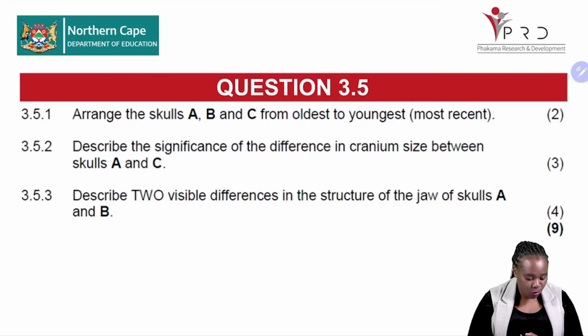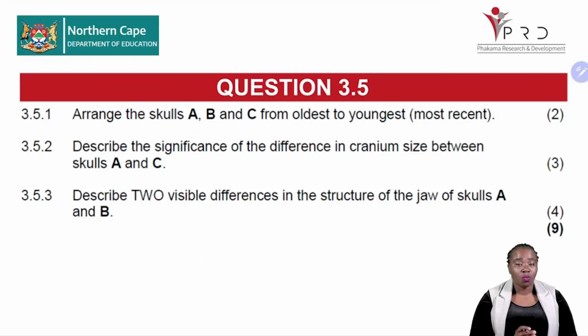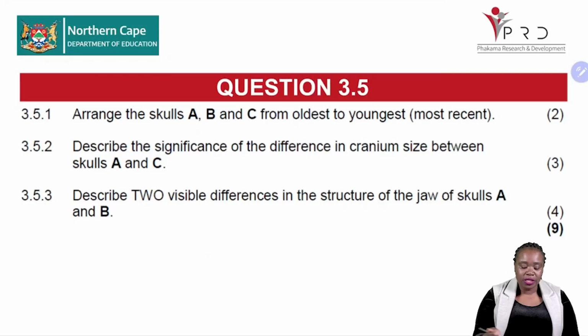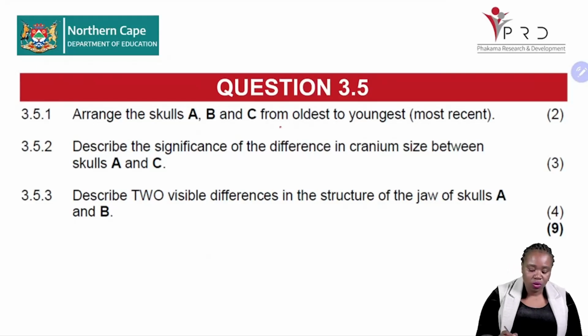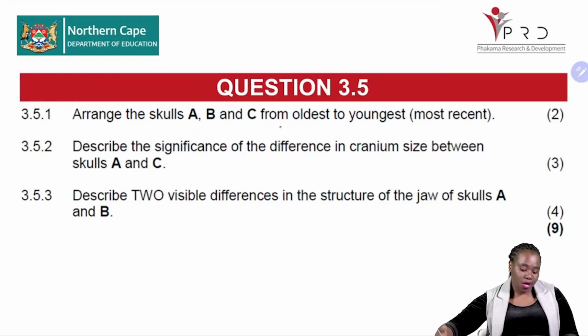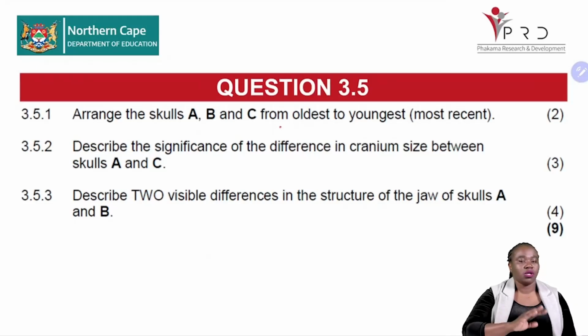That is actually what is asked in question 3.5.1. It says arrange the skulls A, B, C from oldest to youngest or most recent. It means you must say this one is the oldest, this one is the middle one, and that other one is the youngest. So do not make it vice versa. Right, now let's have a look at them.